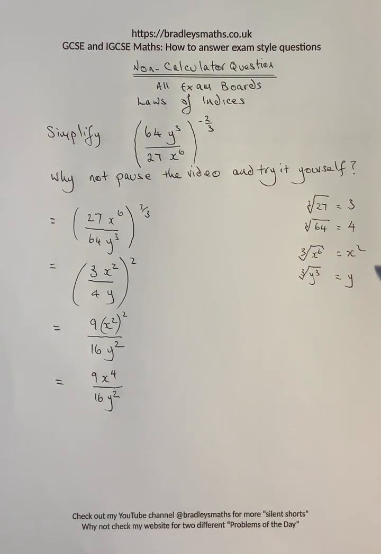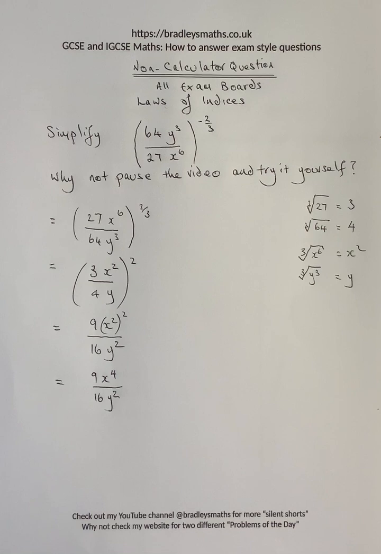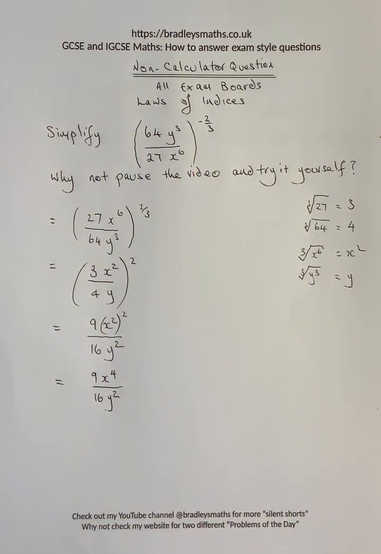This is the key. Do this and this all just falls out very simply, but you must remember, get rid of that negative sign before you get started. Okay, thanks for watching, and I'll see you on the next one.